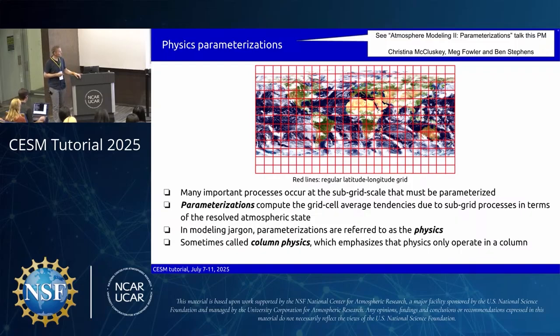Parameterizations we usually just refer to as physics, or sometimes even column physics, to emphasize that the parameterizations usually only operate in a column. There's no communication on the sides. We are reaching resolutions where that's not a good assumption, but it's a technical difficulty to do MPI communication on the physics side at this point in time in global modeling.